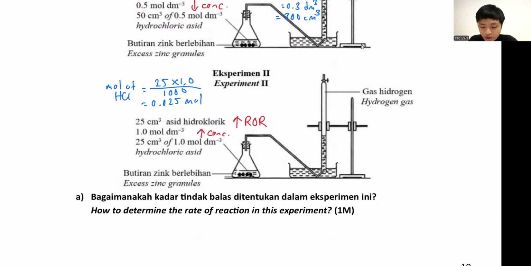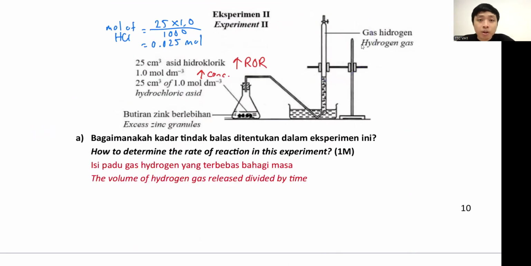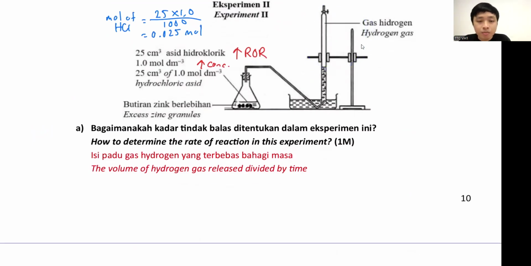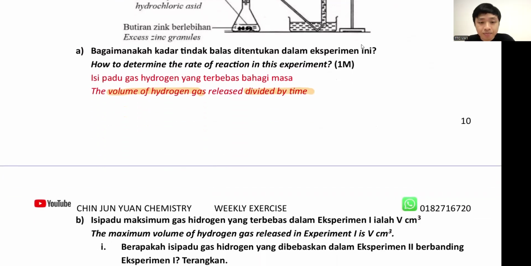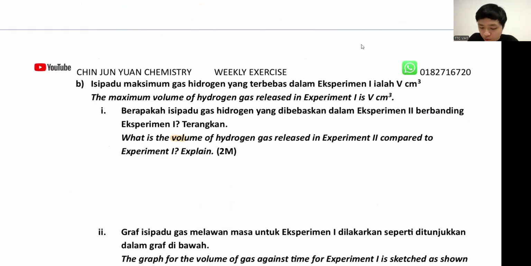So how to determine the rate of reaction in this experiment? You can see they are collecting hydrogen gas, but of course you have to use time. How much time is taken to collect the hydrogen gas? Rate is the volume of hydrogen gas released divided by time. The maximum volume of hydrogen gas released in experiment 1 is V cm cube. So what is the volume of hydrogen gas released in experiment 2 compared to experiment 1? Explain.